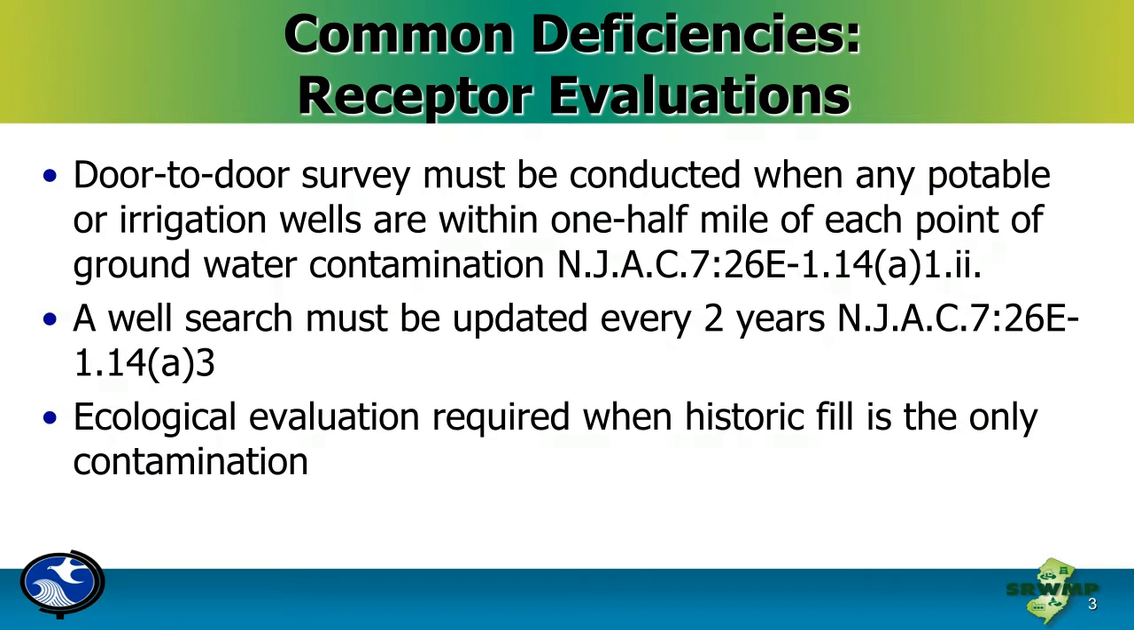Somewhat of a less persistent issue is the second bullet point here: to ensure that the well search is up to date every 2 years and is reported appropriately in the receptor evaluations, this being the updated receptor evaluations for both the RI and the RA.